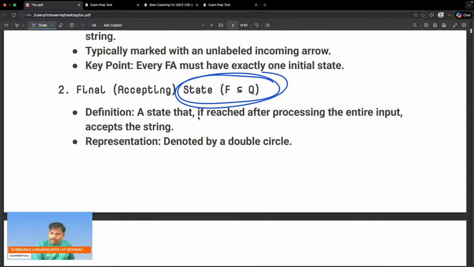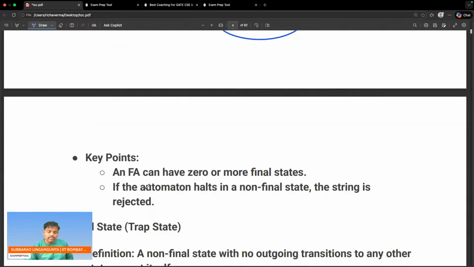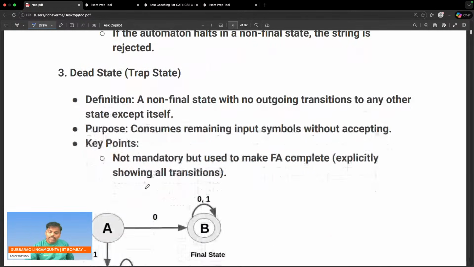Final states are normally represented by a double circle. You know this very well. Now, the dead state. A dead state is a state where, if you go to it, you cannot come back. It is not a final state; it is a non-final state. Dead state is a non-final state, and if you go there, you cannot come back.